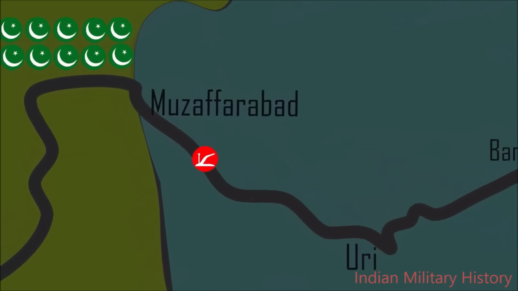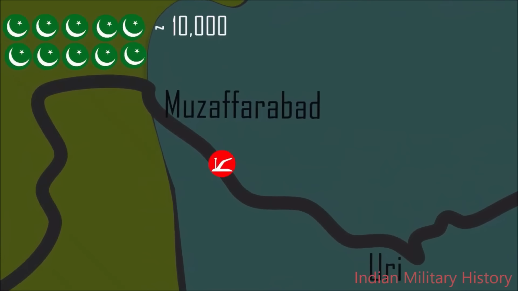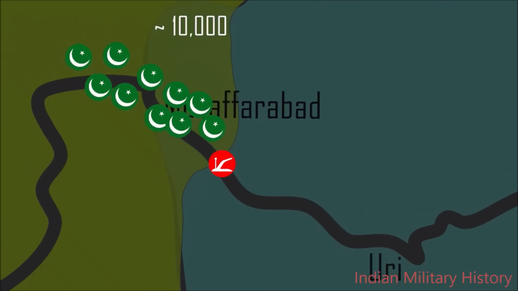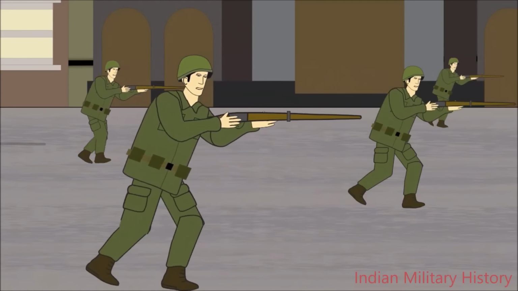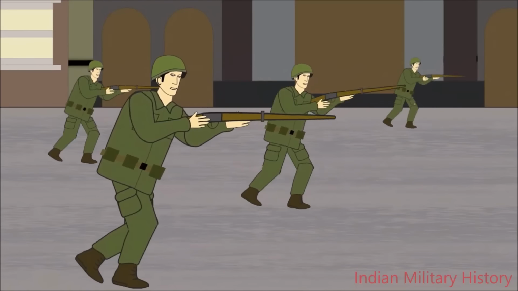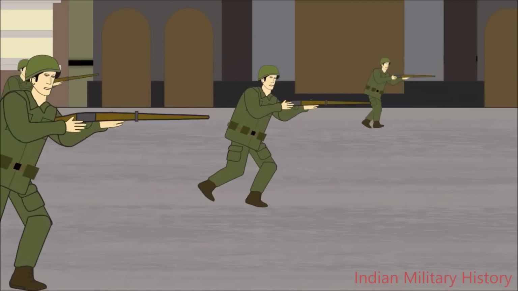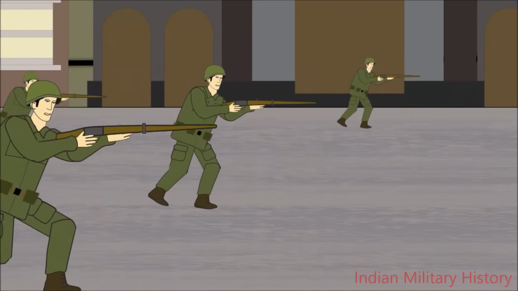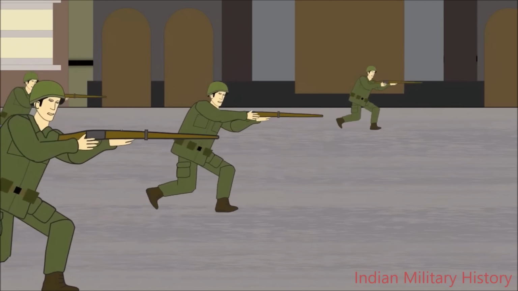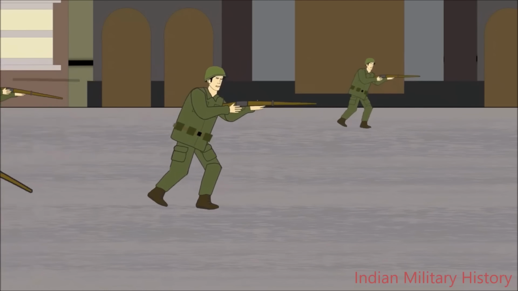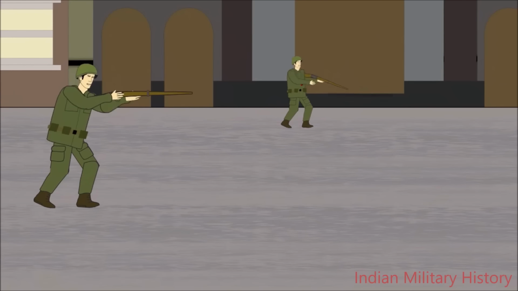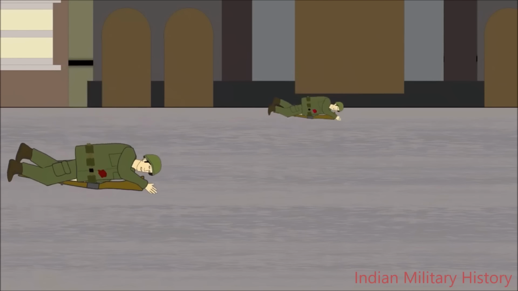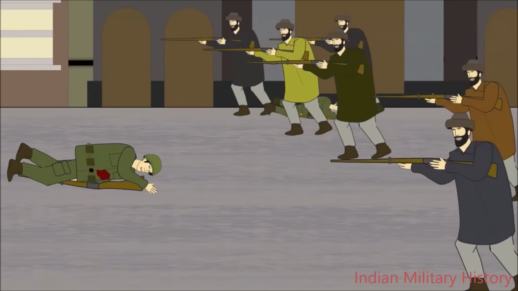As planned, the first assault by approximately 10,000 tribal invading forces came in the morning of October 22, 1947. The first major contact of the tribal invading force with the Jammu and Kashmir state forces happened the next day in the town of Muzaffarabad. As expected by the enemy, the invasion caught the Jammu and Kashmir state forces completely by surprise, as they had no intelligence of an attack coming in. The towns of Domil and Muzaffarabad fell to the invaders very quickly.